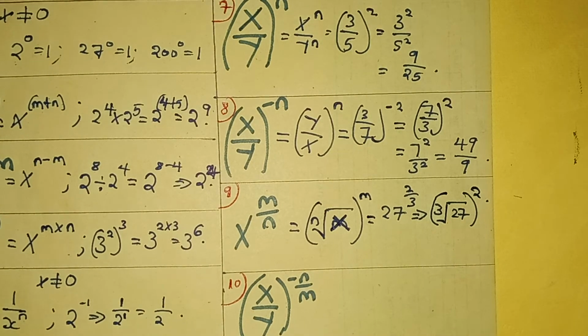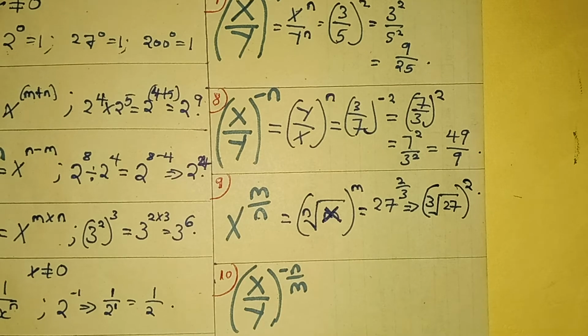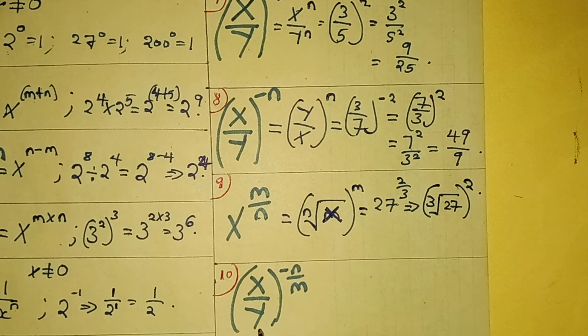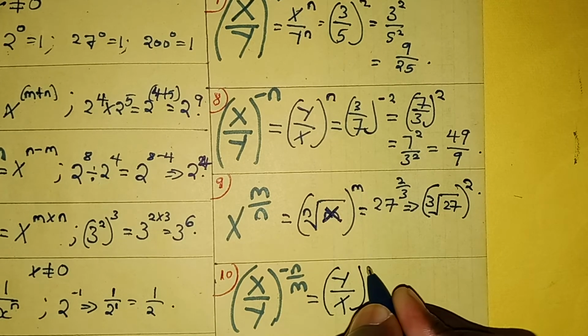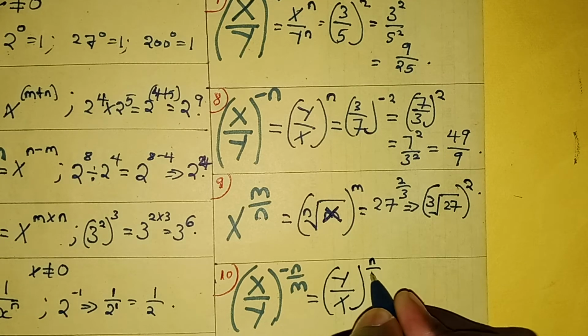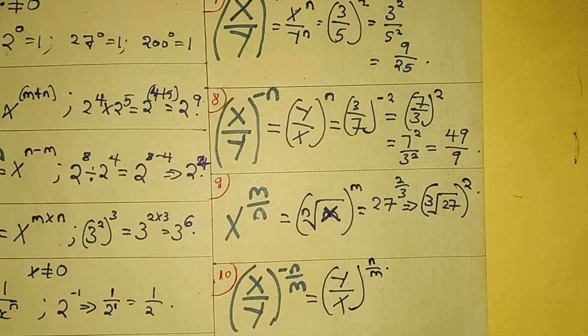Then you have the 10th law, which is x over y raised to negative m over n. So we have to reciprocate this one first. It will be y over x raised to power positive m over n, just like that.